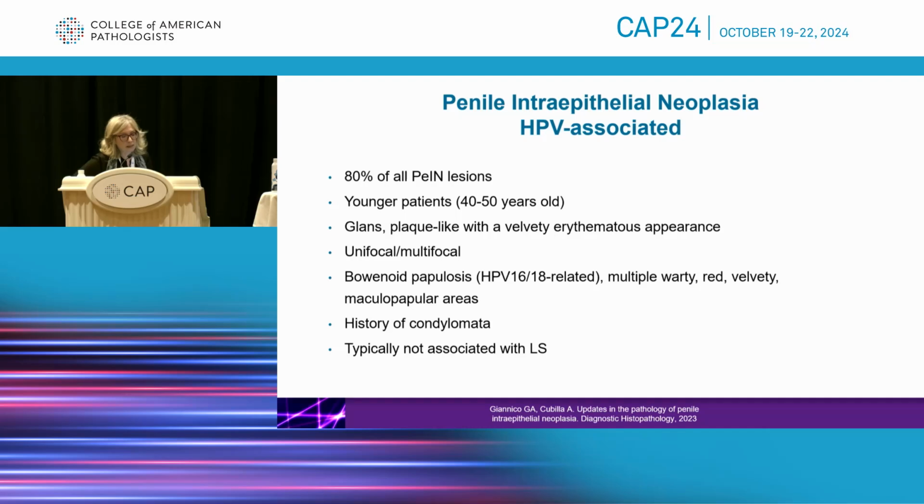Patients that present with HPV-associated PIN, first of all, it's the most common of all PIN lesions. Patients tend to be relatively younger. Typically, lesions occur in the glans, and they are erythematous, can be unifocal or multifocal. Remember the bowenoid papulosis, that is a lesion that is multifocal and occurs in younger men, and this is associated with HPV 16 and 18. However, it can spontaneously regress in some cases. Patients typically have a history of condylomata, and typically this is not associated with lichen sclerosis.